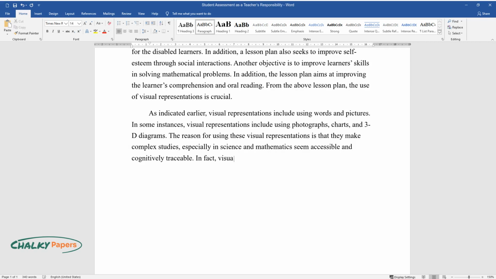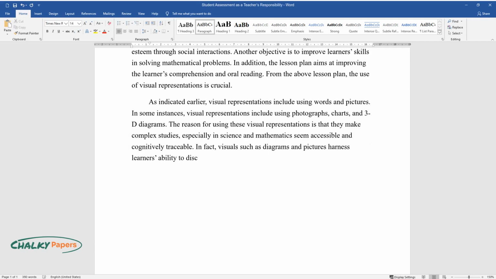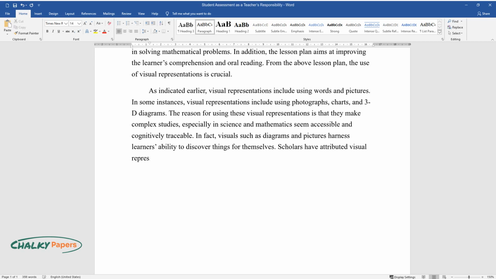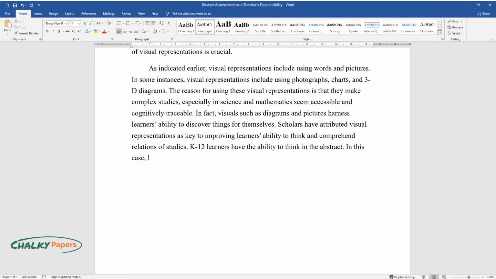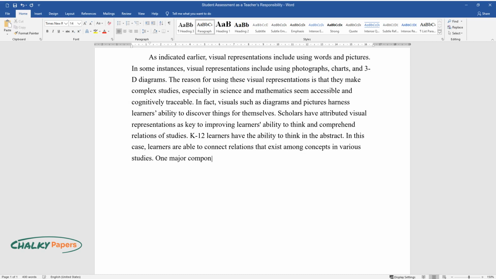and cognitively traceable. In fact, visuals such as diagrams and pictures harness learners' ability to discover things for themselves. Scholars have attributed visual representations as key to improving learners' ability to think and comprehend relations of studies. K-12 learners have the ability to think in the abstract. In this case, learners are able to connect relations that exist among concepts in various studies.